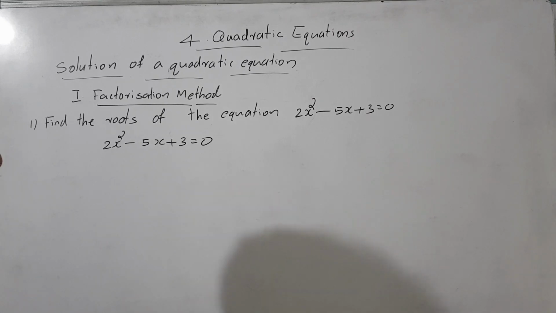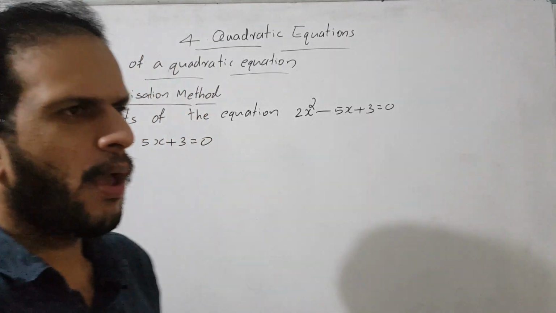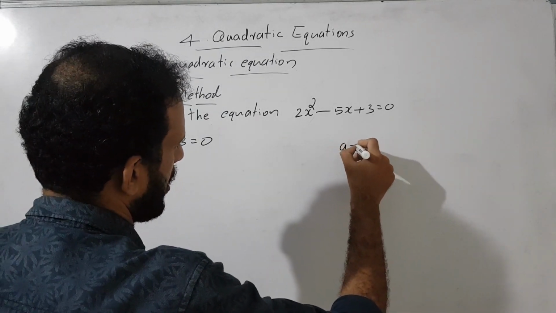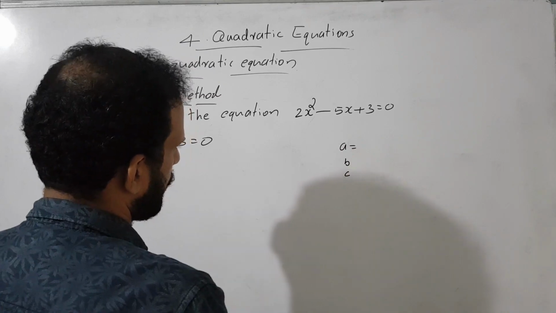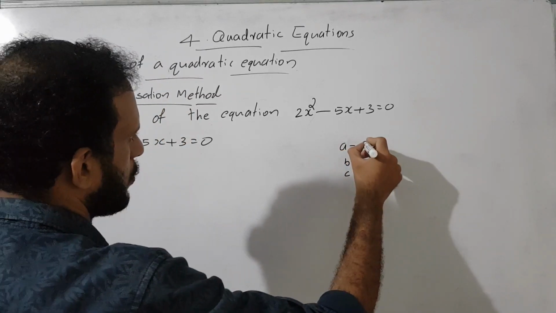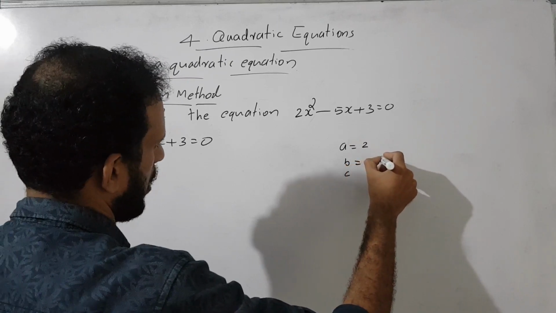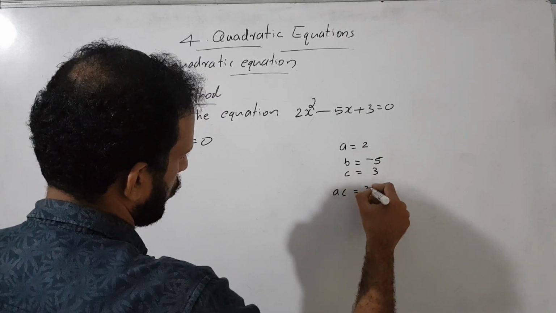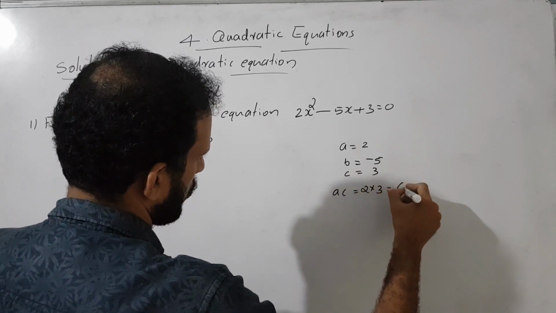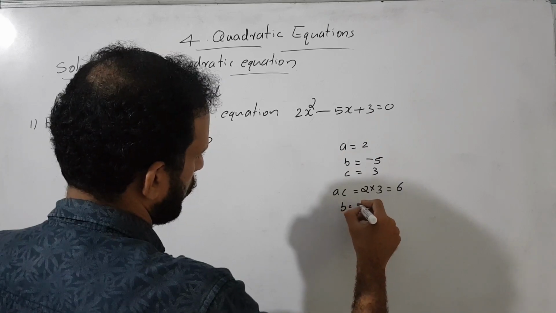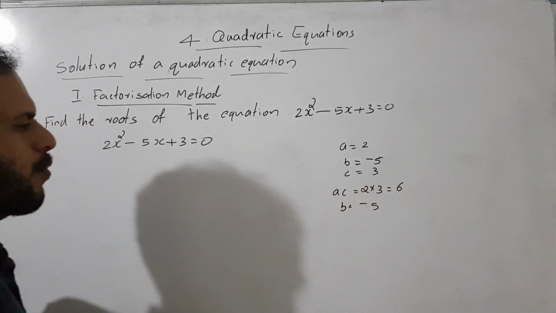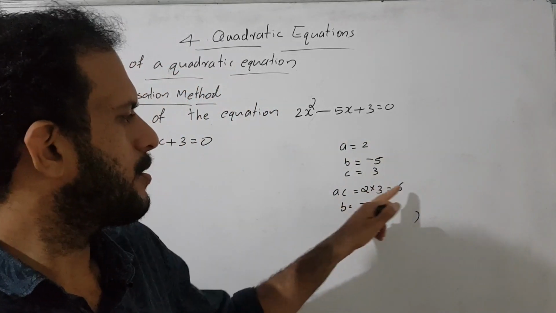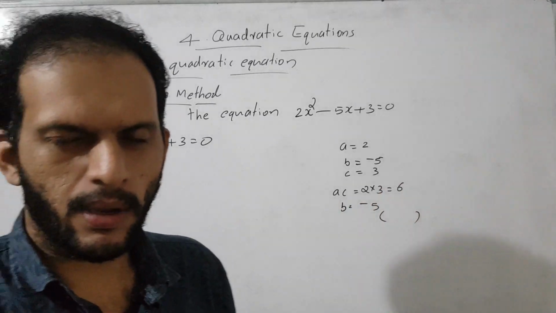This one is directly given in the standard form, correct? So by using the splitting middle term, we write the values of a, b and c. a is equal to 2, b is equal to minus 5, c is equal to 3. Then ac is equal to 2 into 3 is equal to 6, b is equal to minus 5. So we need a pair of numbers whose product is equal to 6 and sum is equal to minus 5, correct?